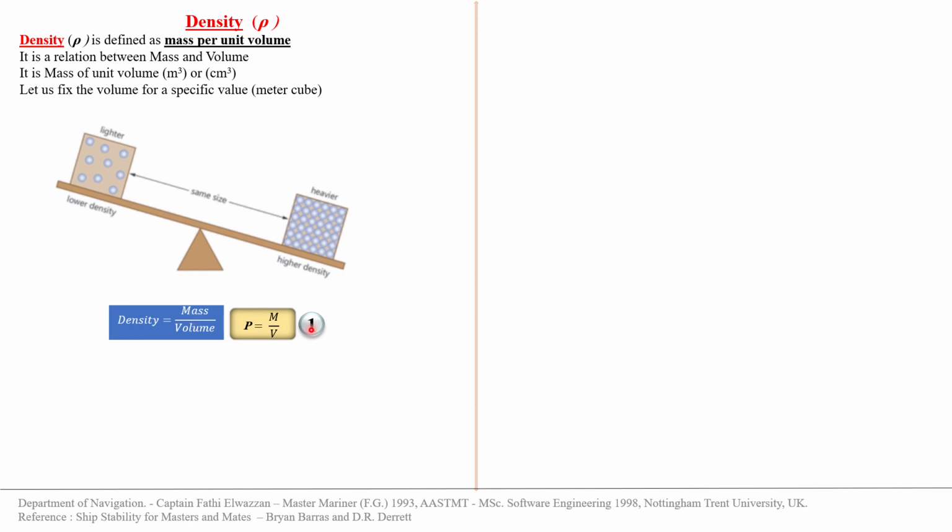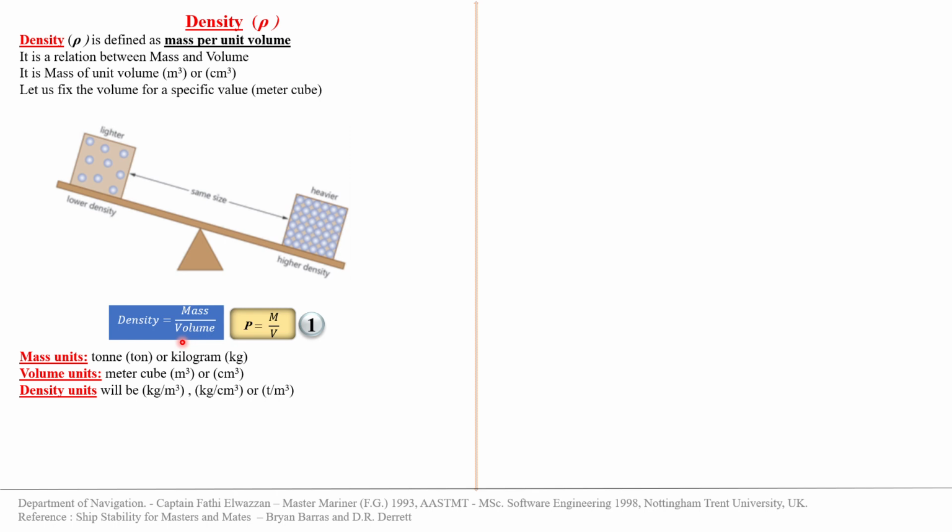As we see here in the figure, if we have two substances with the same volume, 1 meter cube and 1 meter cube, then the heavier one will have the higher density. But if the volume becomes 2 meter cube or 3 meter cube, then I have to use the equation. Density equals mass over volume. This is the main equation for density, and very, very simple.